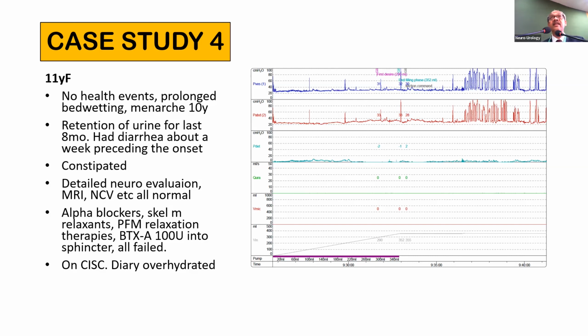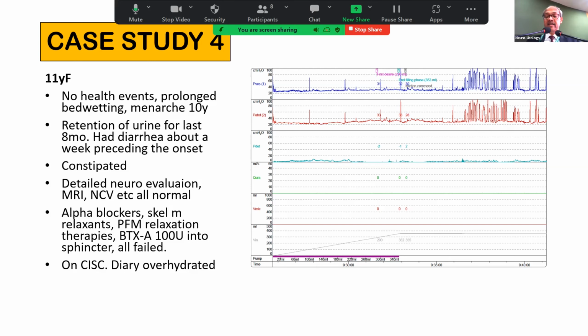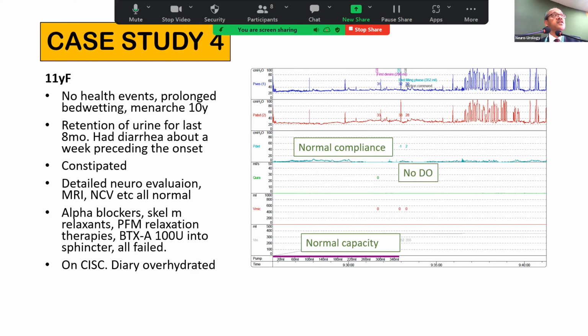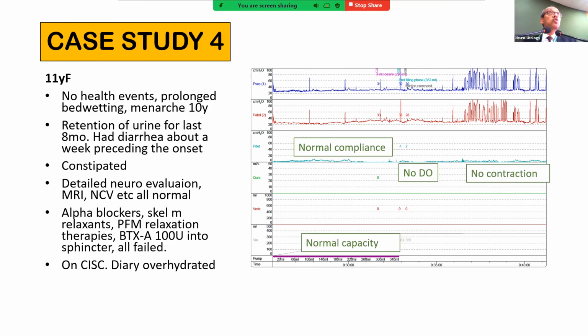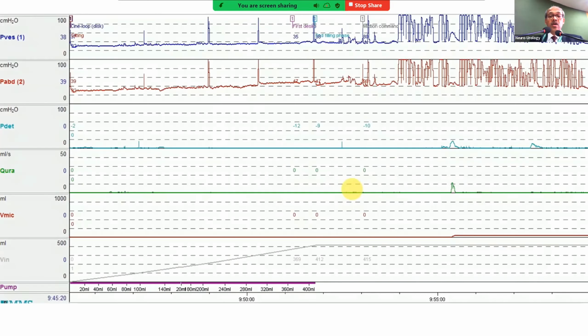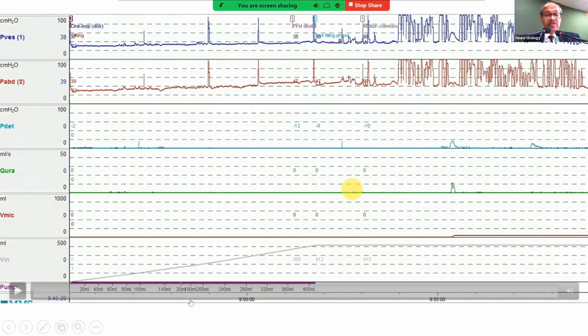It has to be clinically consistent. But in a child who's on CIC for the last 8 months, and when you do more than one cycle of testing and you consistently get this, this is likely to be clinically consistent with acontractility. So normal compliance, normal capacity, no phasic contractions, no volitional contraction when she tries to void, and she doesn't void at all. This is a video trace, and I hope this plays.